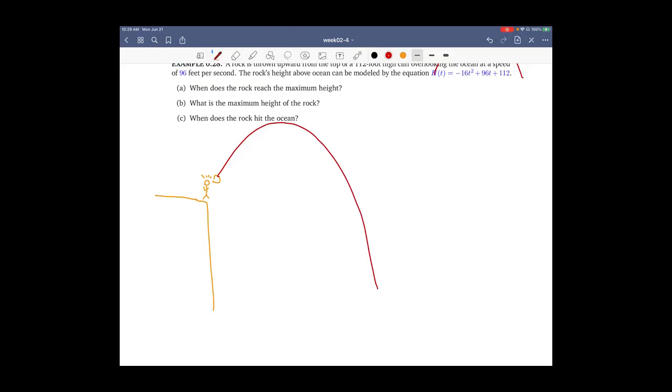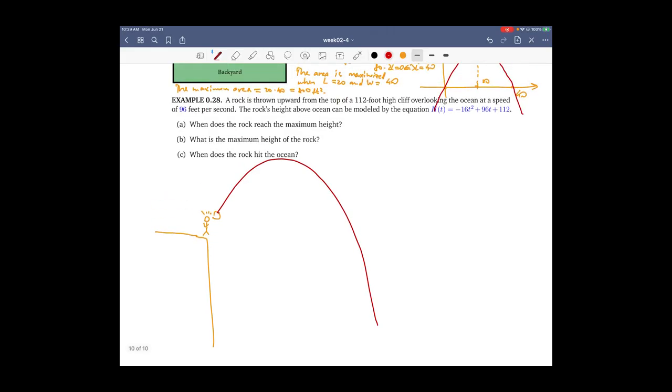of the rock. It's known that the rock's height above the ocean can be modeled by this equation: negative 16t squared plus 96t plus 112. Note that this seems to make sense because the parabola is opening downward. And there are three questions for us to answer. Question A, when does the rock reach the maximum height? Well, it will reach the maximum height at the point which is the vertex of this parabola.